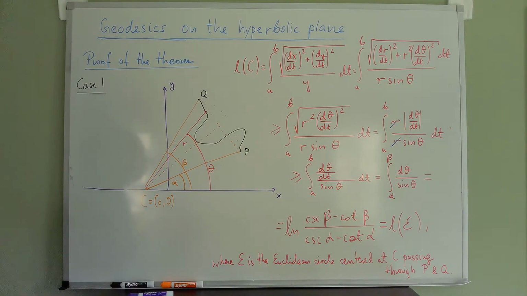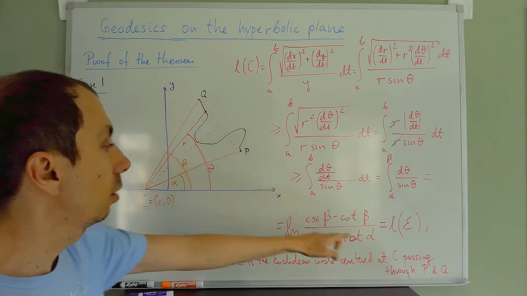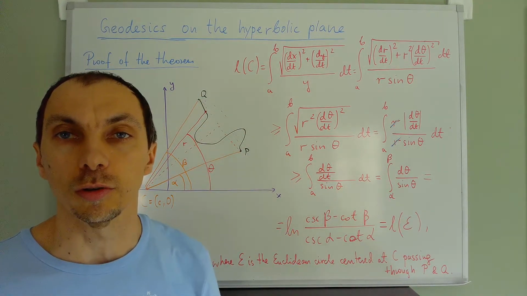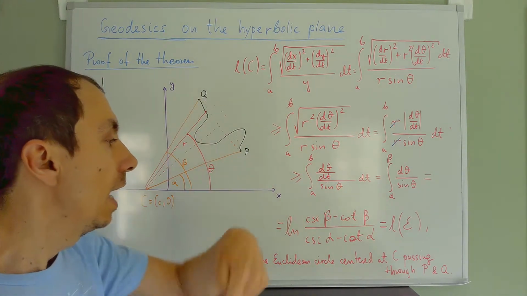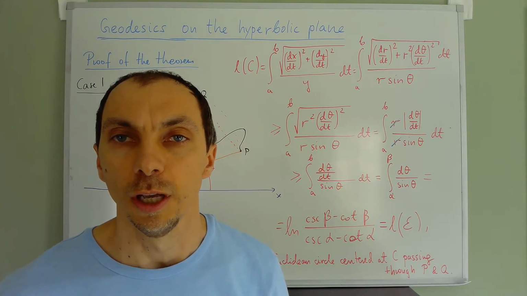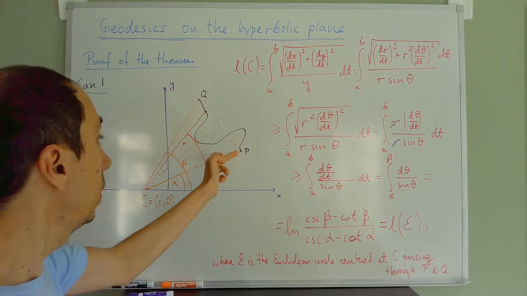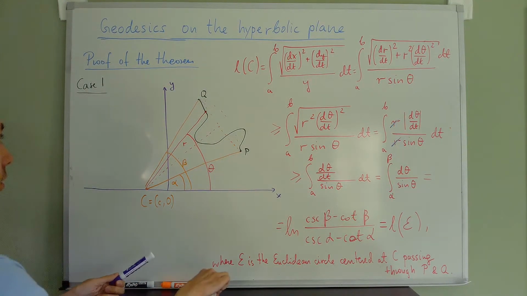So what did we just show? We showed that the length of that curve C is always greater than or equal to the length of this Euclidean circle. So any curve that connects P and Q has length greater than or equal to the length of the Euclidean circle. Therefore, the geodesic between P and Q must be the Euclidean circle. Right, so conclusion.